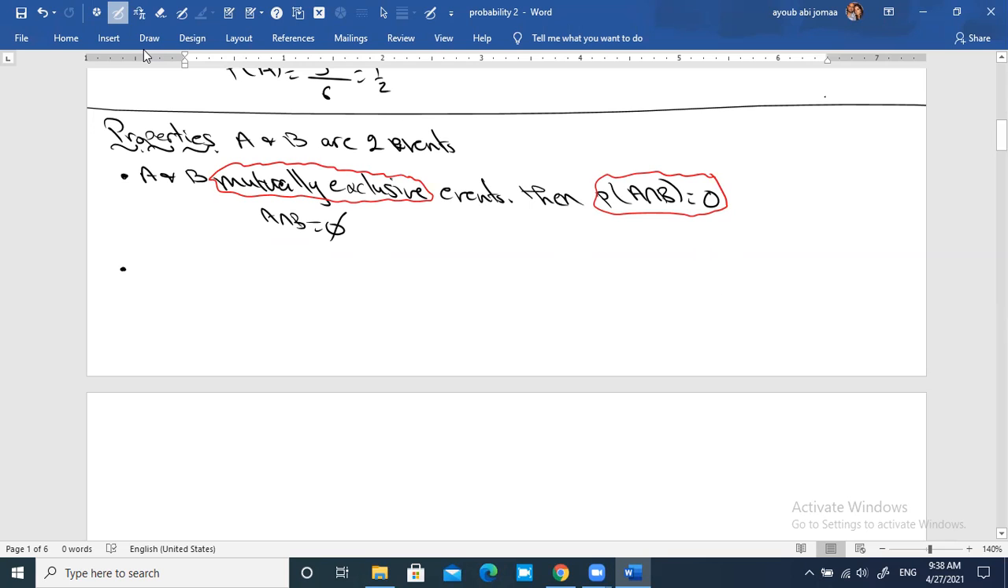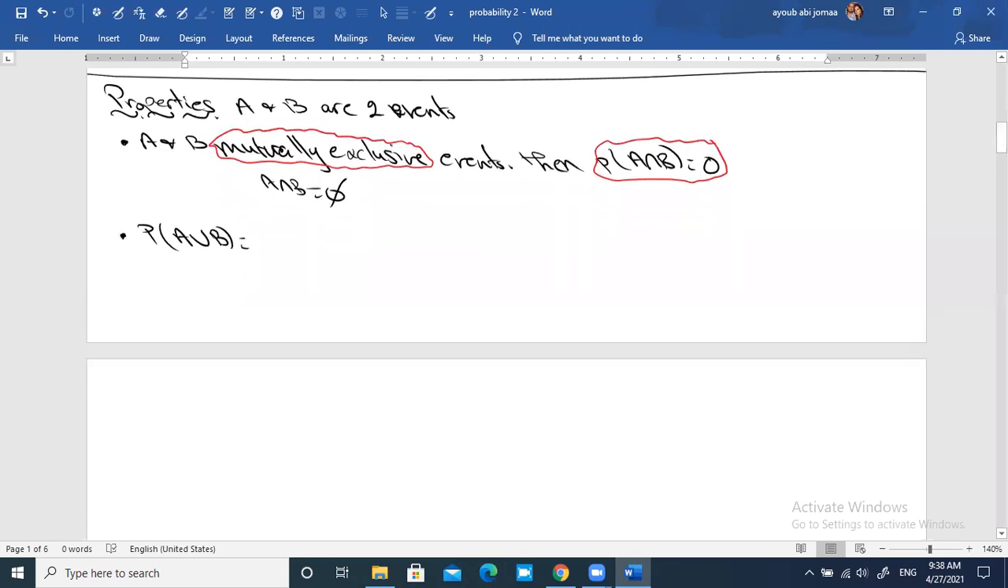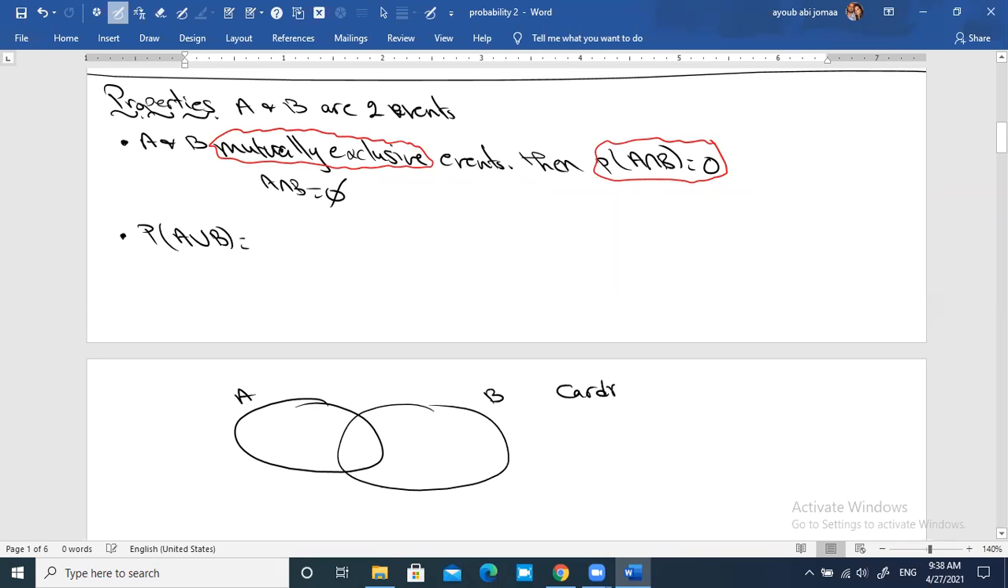Okay. Union. The union. Probability of A union B. Let's remind ourselves what we took in grade 10. If you have two sets, set A and set B, what can you say about the cardinal of A union B?